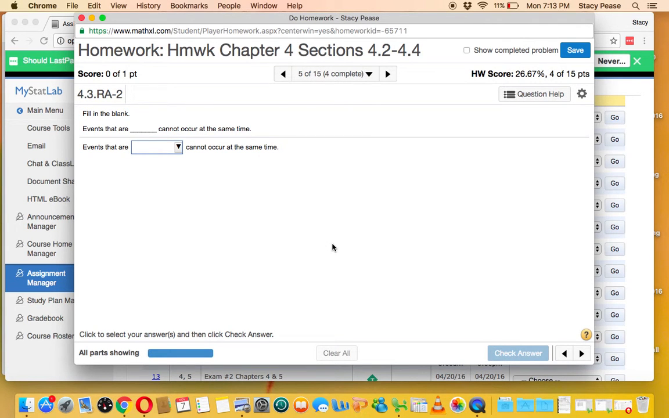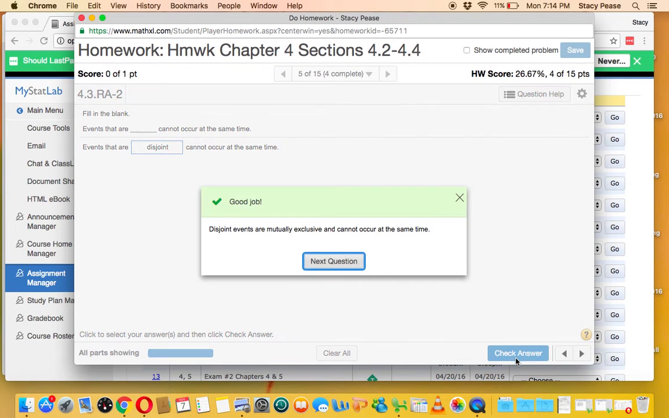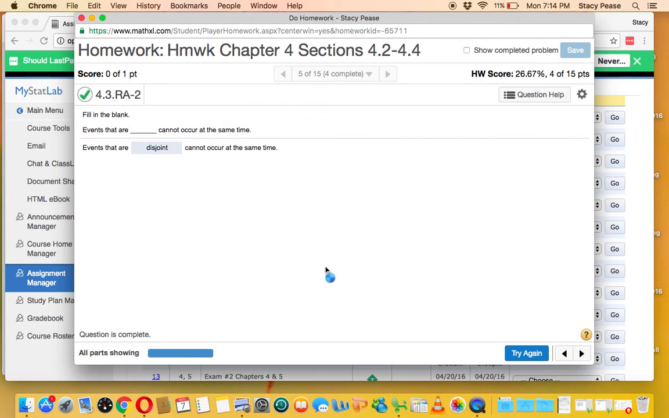We've actually already talked about this question when we had the problem dealing with the probability of A and the probability of not A. And we said that those two events were disjoint and that they cannot occur at the same time. So I expect when I pull down this pull-down menu that disjoint will be one of the options. And it is. And let's check our answer. Yep, great. So these events cannot, by definition, occur at the same time.